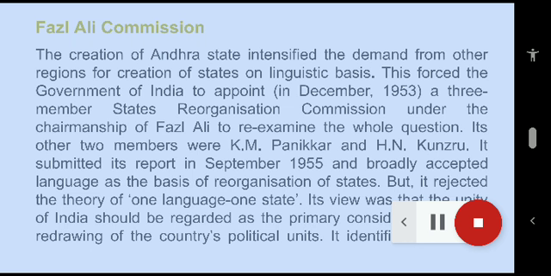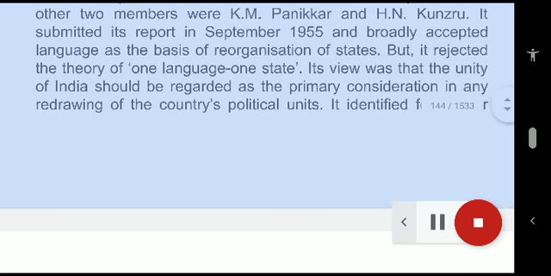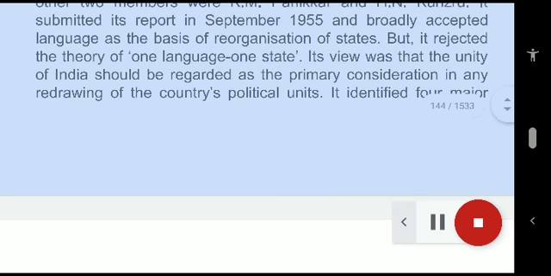Its other 2 members were K.M. Panikkar and H.N. Kunzru. It submitted its report in September 1955 and broadly accepted language as the basis of reorganization of states. But it rejected the theory of one language, one state. Its view was that the unity of India should be regarded as the primary consideration in any redrawing of the country's political units.